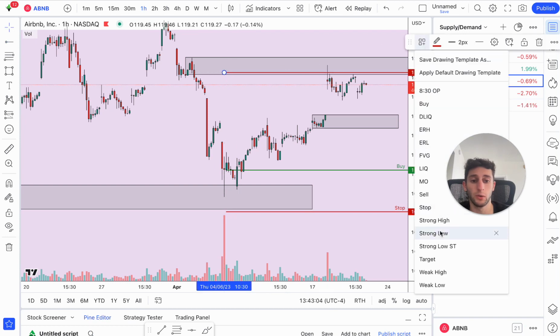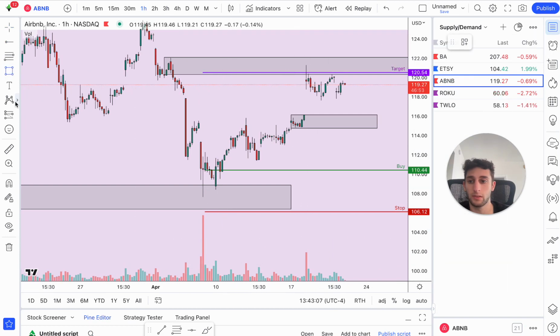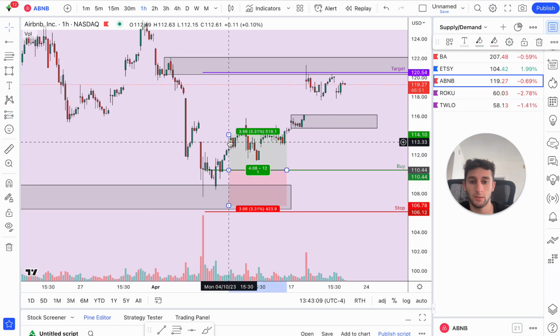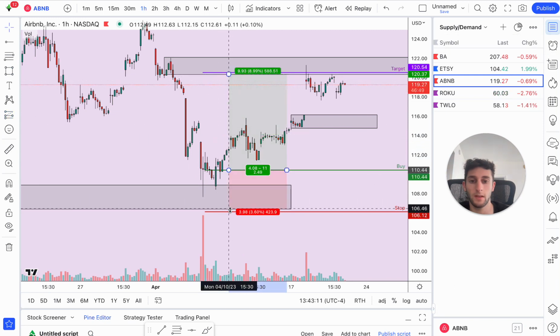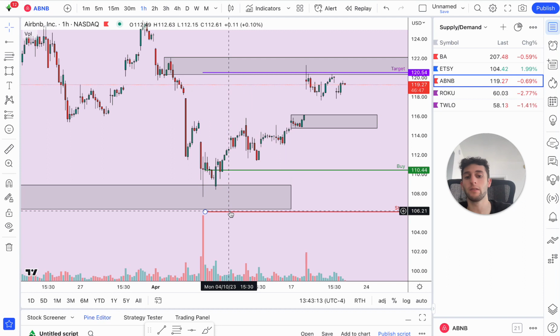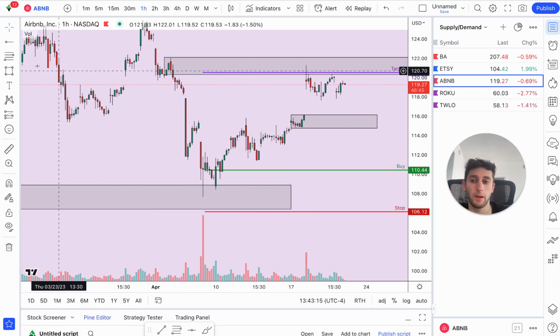Okay, so if we do a trade like this, we're essentially setting up something like, what is this going to be? This is going to be like a 2.3R trade, right? Very, very solid trade, right?